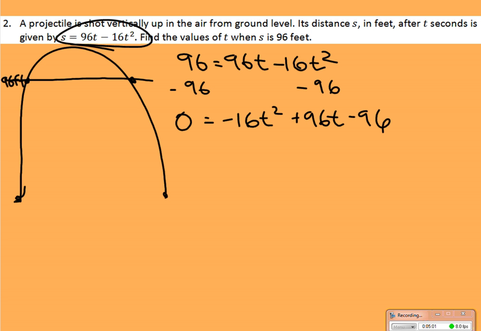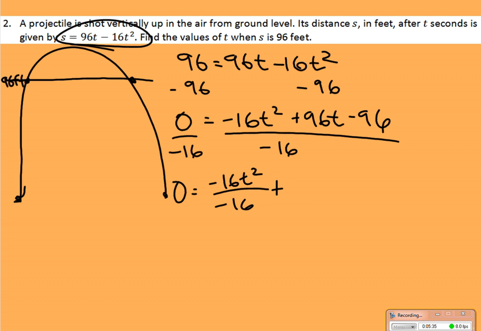Now, here's kind of what's interesting. Between 16, 16, and 96, there is something in common. All right? So all three of these can be divided by 16. So that's what I'm going to do. I'm actually going to divide everything by negative 16. All right? Perfectly legal. I'm dividing both sides by the same thing. So here's what it looks like. 0 divided by negative 16 is still 0.